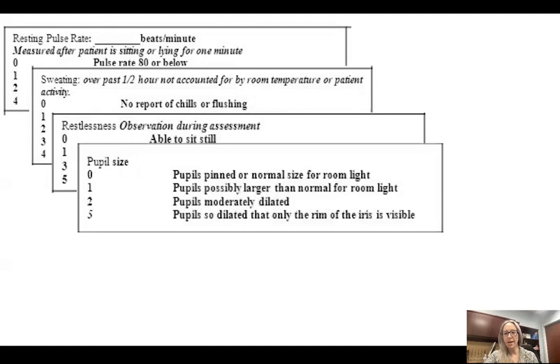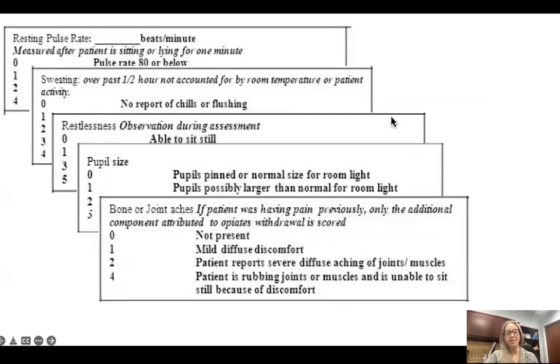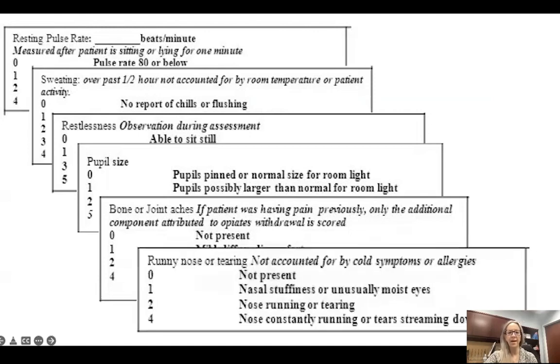What do their pupils look like? If they have teeny tiny little pupils, you've got to worry that they have opiates on board, and if they still have opiates on board, you do not want to try to precipitate withdrawal. Or the opposite of that, their pupils are so dilated that you can't even tell what color their irises are. Then bone or joint aches. They may tell you, I have diffuse body aches, I feel really bad. They may rub their muscles or their joints. They keep moving around because they seem uncomfortable.